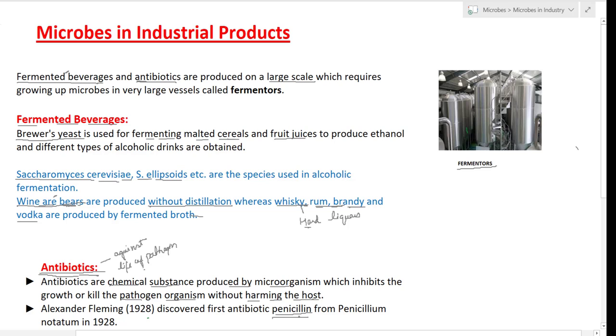And who discovered it? The scientist who discovered it is Alexander Fleming, a quite important scientist. He discovered the first antibiotic, and that is penicillin. And from which fungus is it extracted? Penicillium notatum. And this is a by chance discovery.